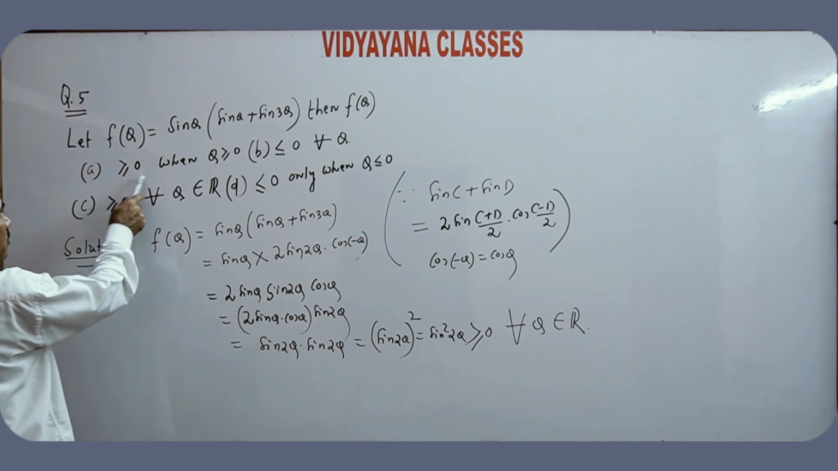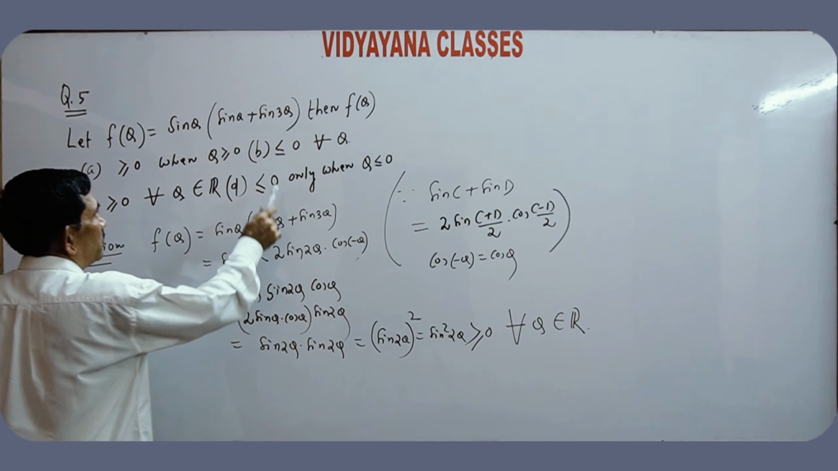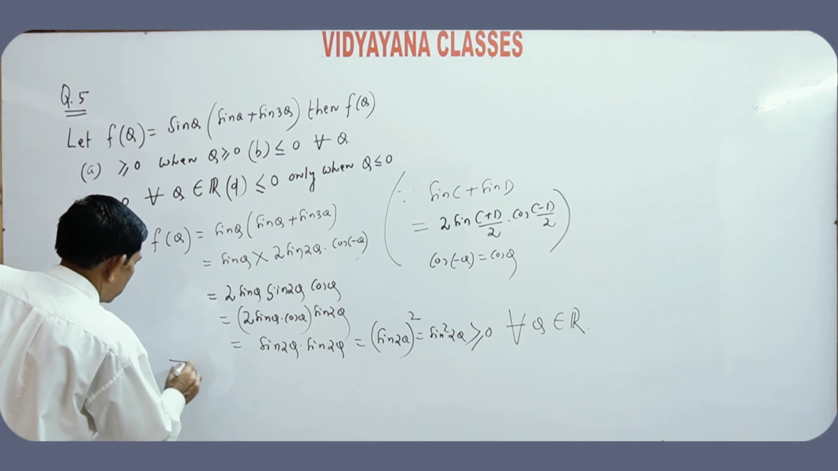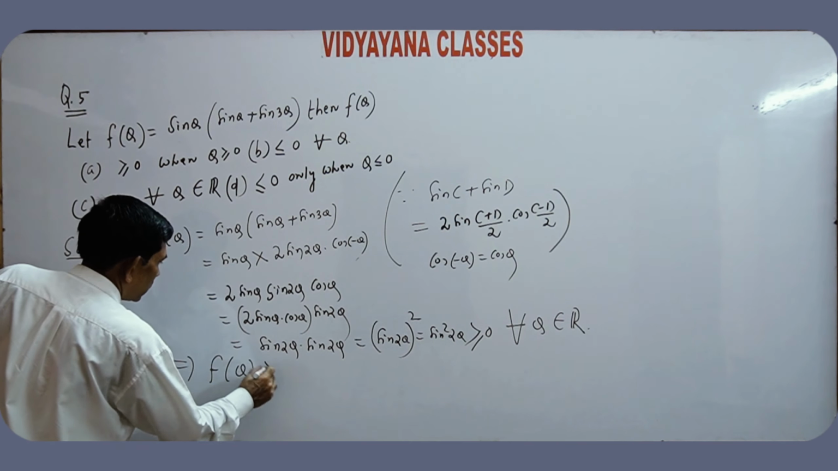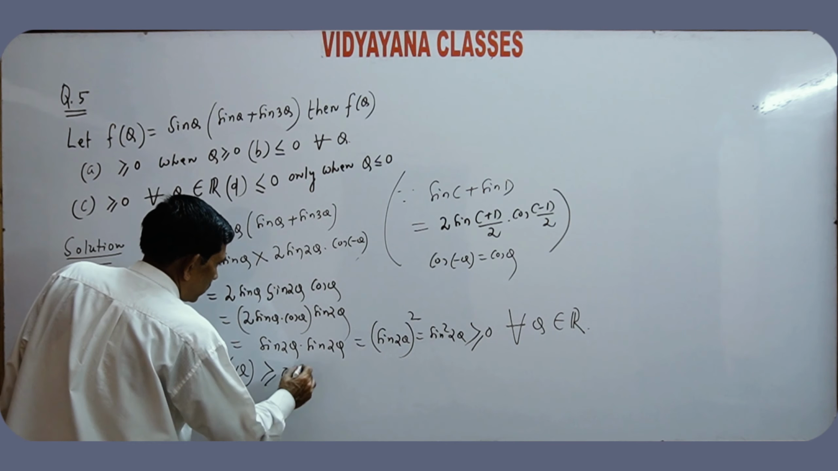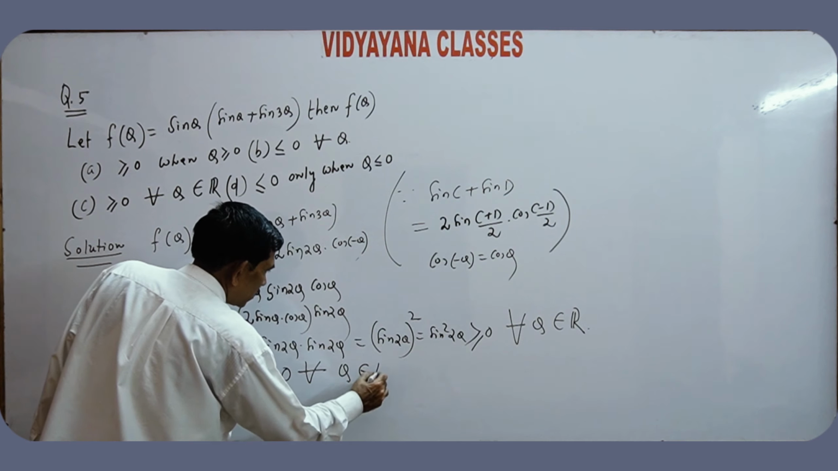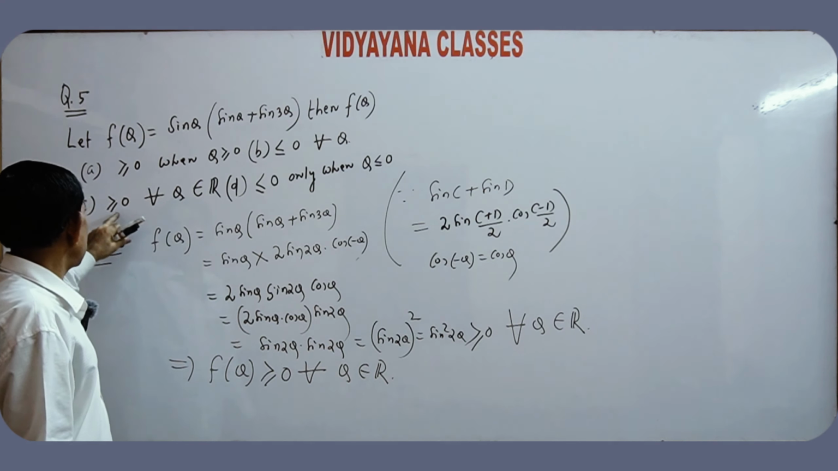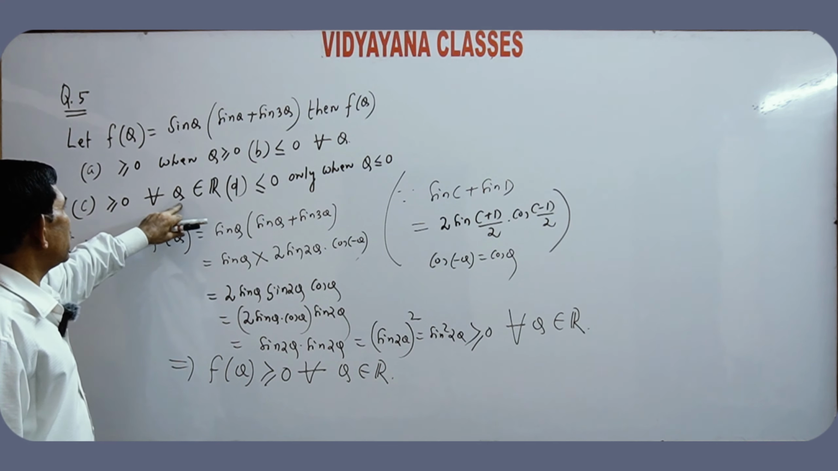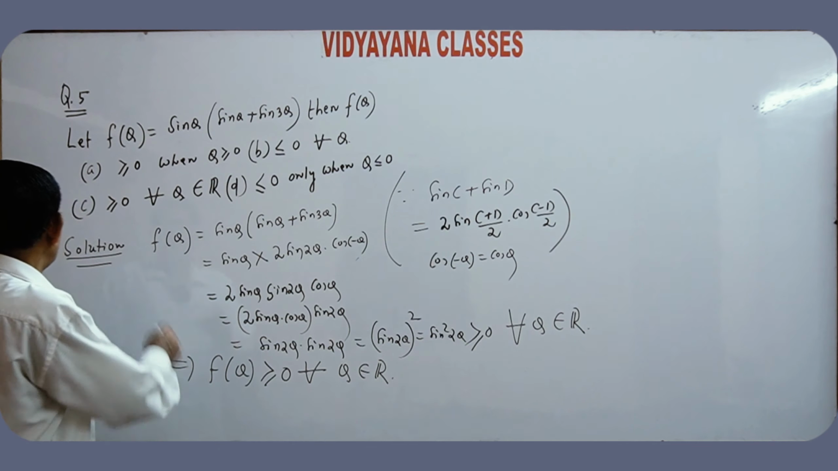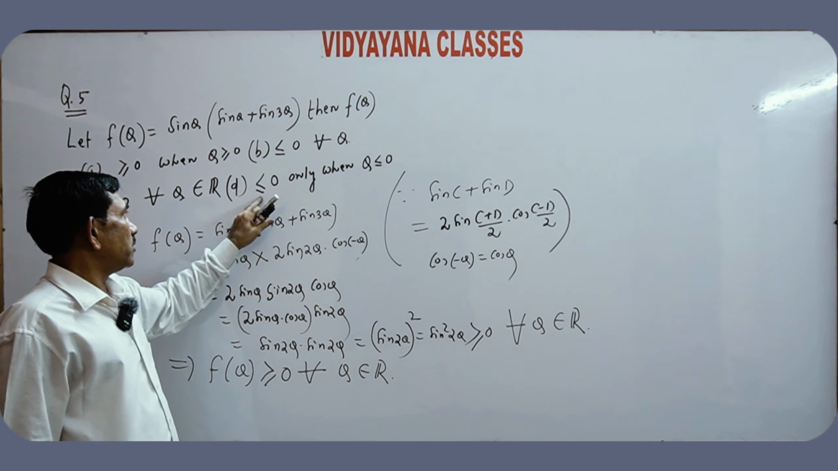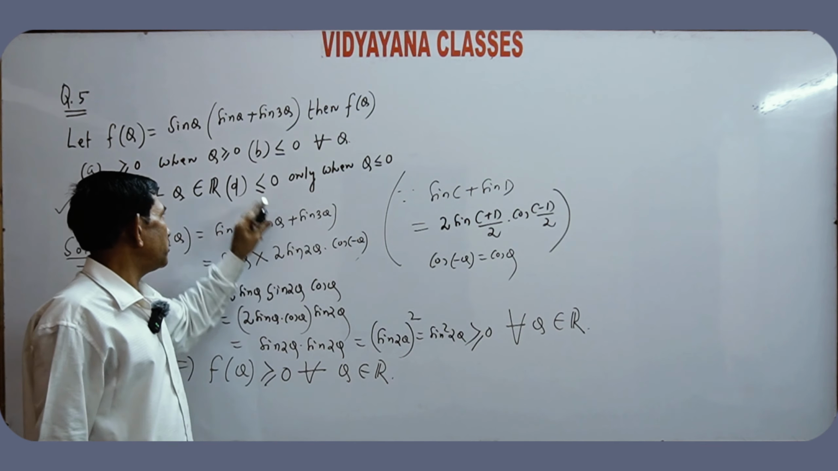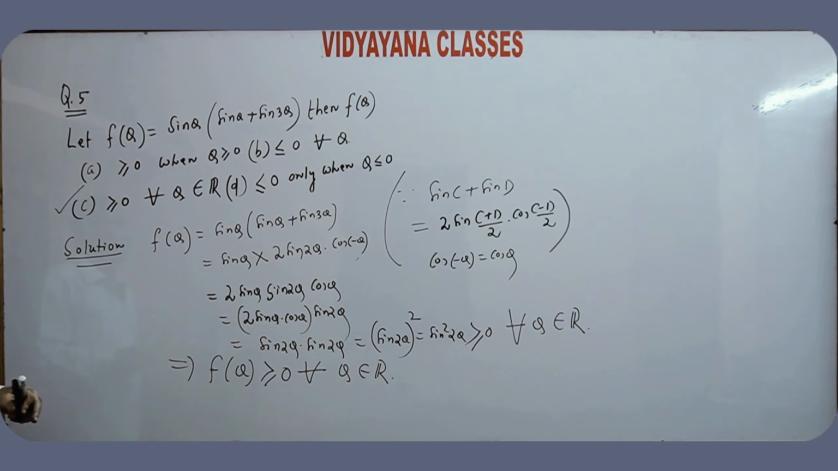A, greater than or equal to 0 when theta greater than 0, false. B, less than or equal to 0, false. So f dash theta is greater than or equal to 0 for all theta belonging to the set of real numbers. Less than or equal to 0 is false; greater than or equal to 0 for all theta belonging to the set of real numbers is the correct option. D, less than or equal to 0 only when theta is less than or equal to 0, is false. So the correct option is C.